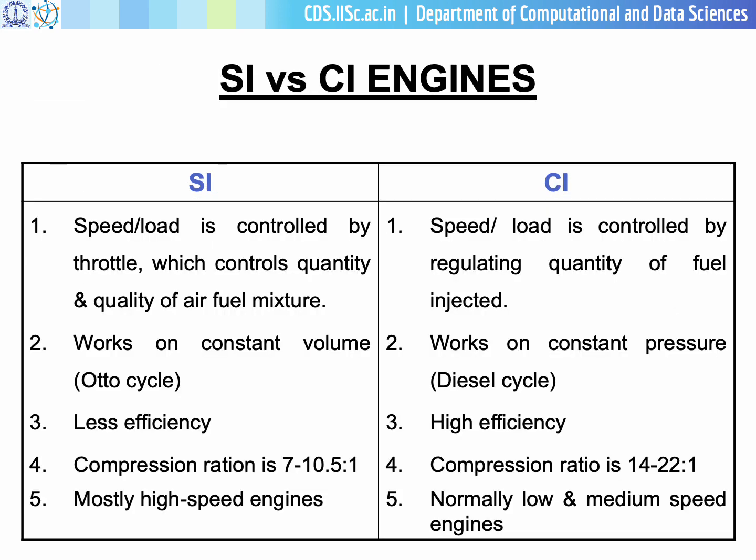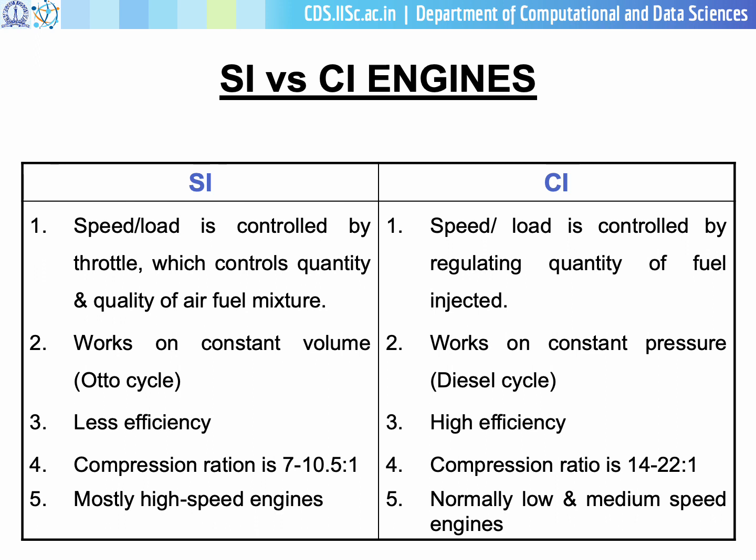Now coming on to the difference between a spark ignited engine and a compression ignited engine. In an SI engine, the speed or the load is controlled by the throttle, which controls the quantity and quality of the air-fuel mixture. Whereas in a CI engine, the speed or the load is controlled by regulating the quantity of fuel injected. An SI engine works on the Otto cycle, whereas a CI engine works on the diesel cycle.